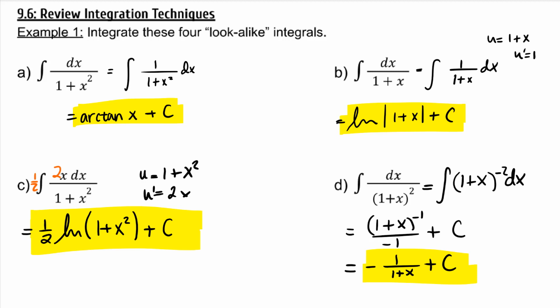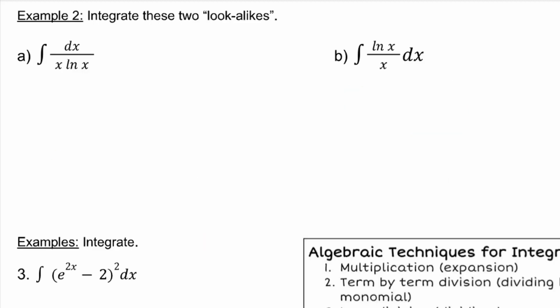So the first one was arctan, then we had several ln's where you had u prime over u, and then we had general power rule for part D. Try out A and B for example 2, and then check your solution.